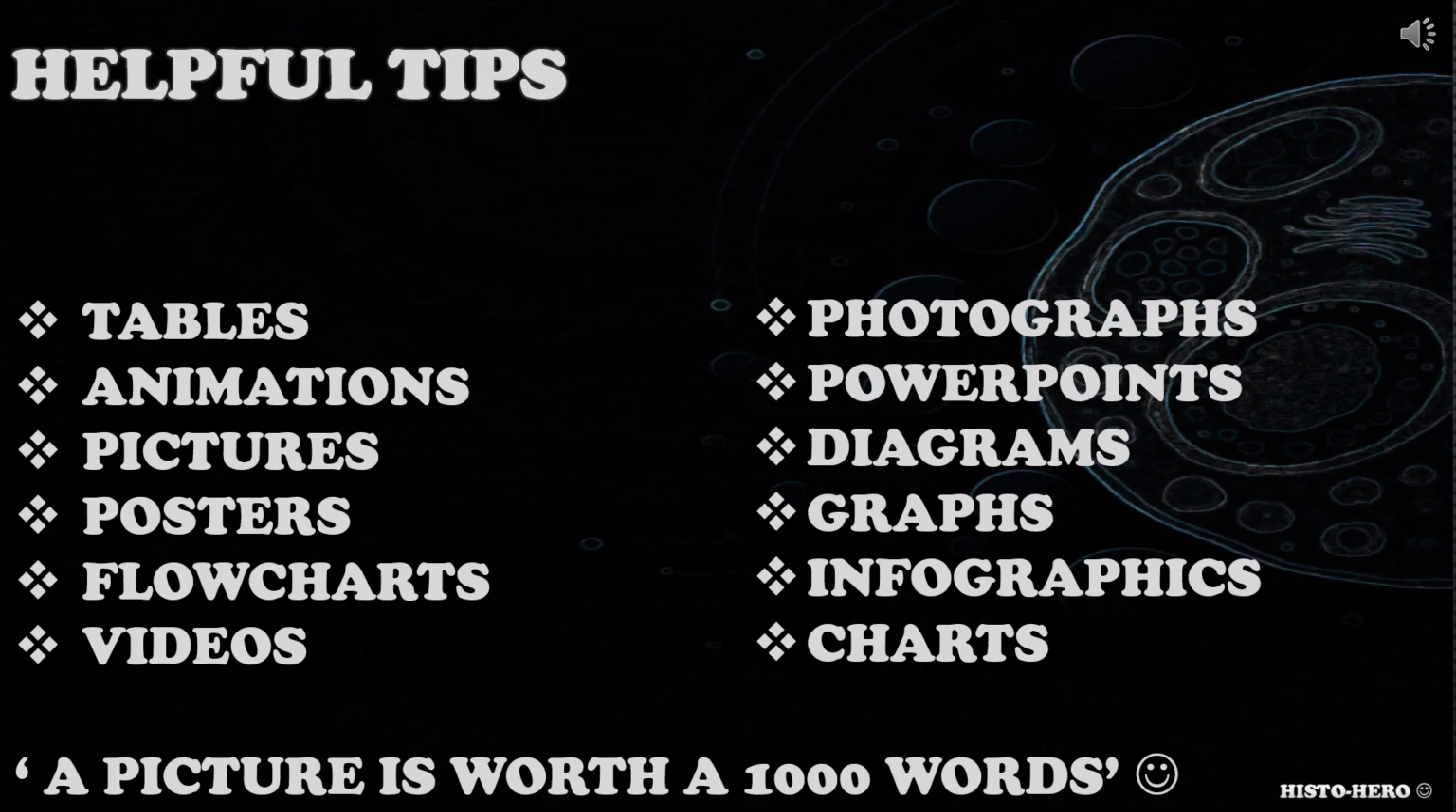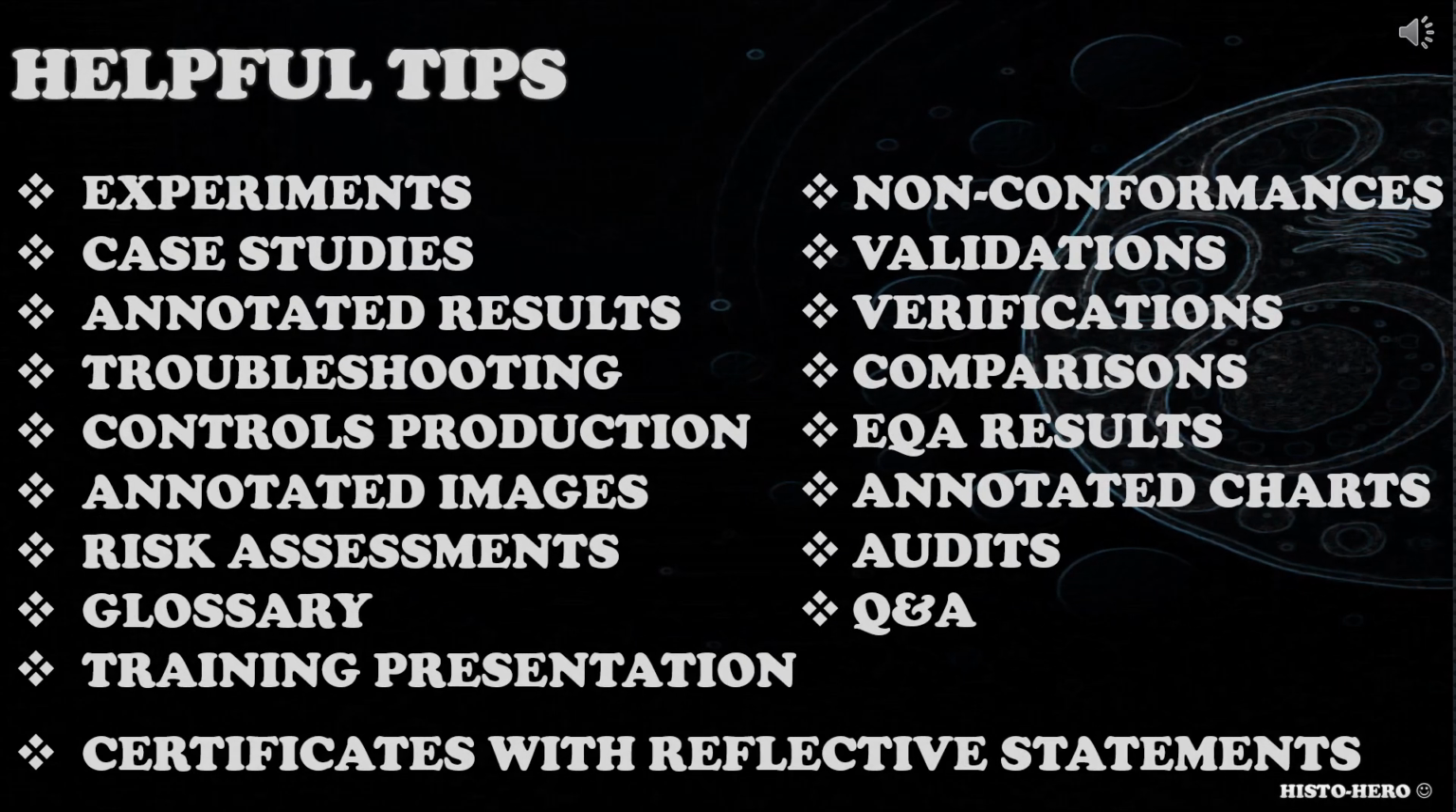I will make a video where I will share with you my evidence I used for my portfolio back in the day. Hopefully that will help as well. Also try to use various types of evidence, not just one type, like case studies, for each subsection. You could use experiments, case studies, annotated results, annotated photographs of you performing tasks, evidence of troubleshooting, annotated EQA results, nonconformances, validation and verification evidence, comparisons of different approaches and their pros and cons, control material production, certificates of course attendance with reflective statements, annotated images or charts, and so on.